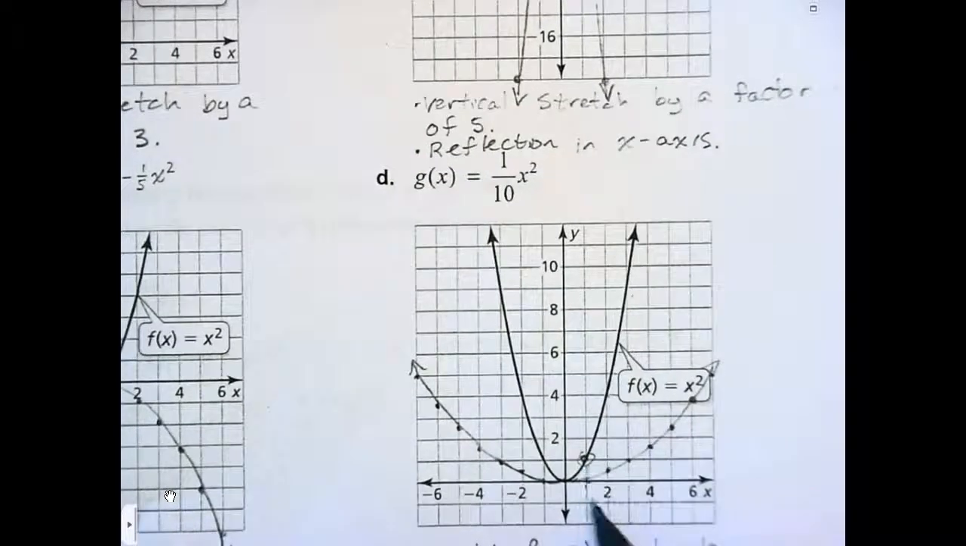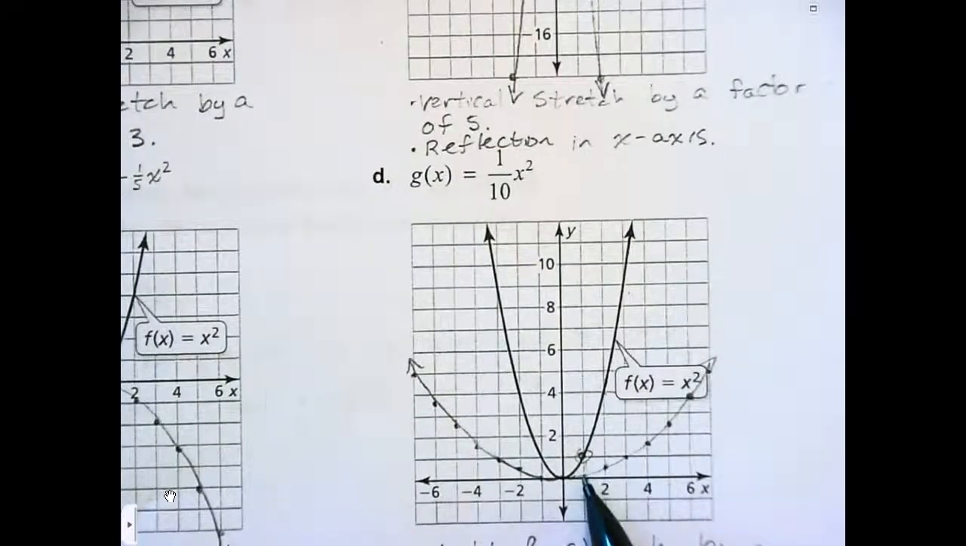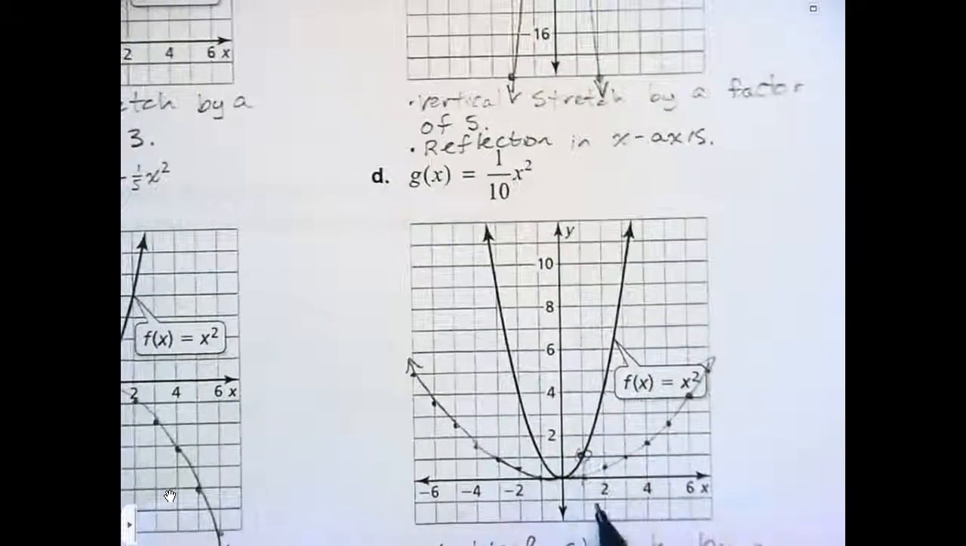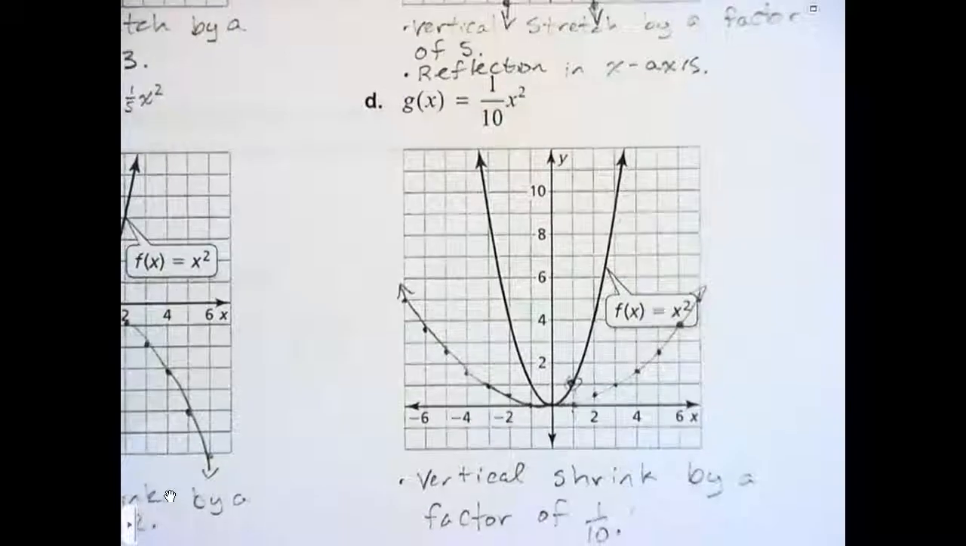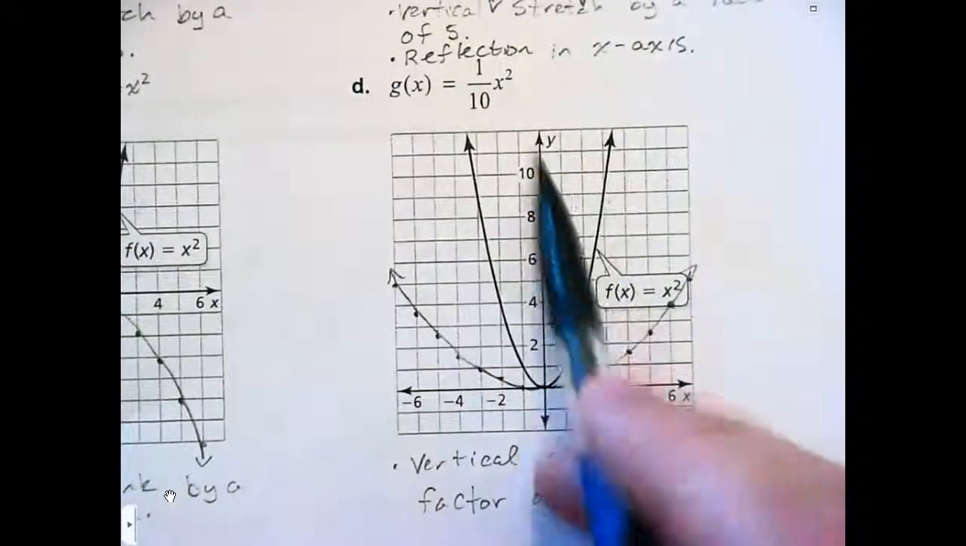Yeah, well, if you're comparing at x equals 1, this point's closer than that point. That's why we say that. That's why we call it a vertical shrink by a factor of 1/10. And the 1/10 comes from right there.